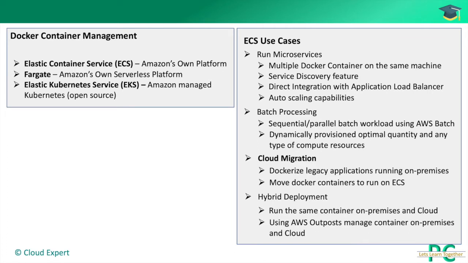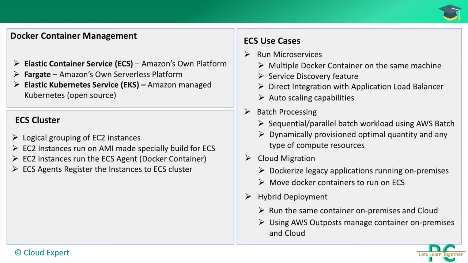Next use case is cloud migration. You can Dockerize your legacy application running on-prem and then move the Docker containers to run on ECS. Then hybrid deployment. Run the same container both on-prem and in the cloud. AWS Outposts is a fully managed service that extends AWS infrastructure to virtually any connected site.